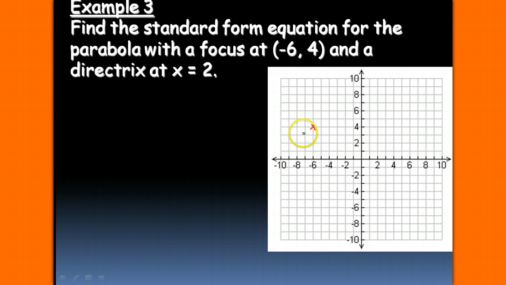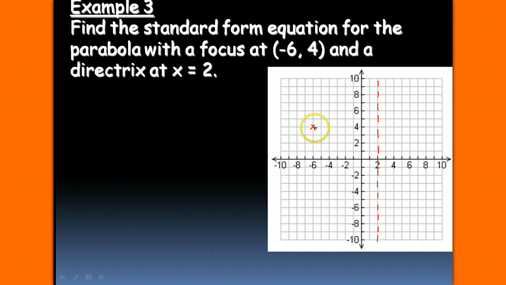So x equals 2 is over here. This is x equals 2, this line right here. So now we have our first example of a sideways opening parabola. As we can see, if the line goes up and down, it's going to have to be a sideways opening parabola. So what I can do is look at the distance between x equals 2 and negative 6 of our focus. That's going to be 8.